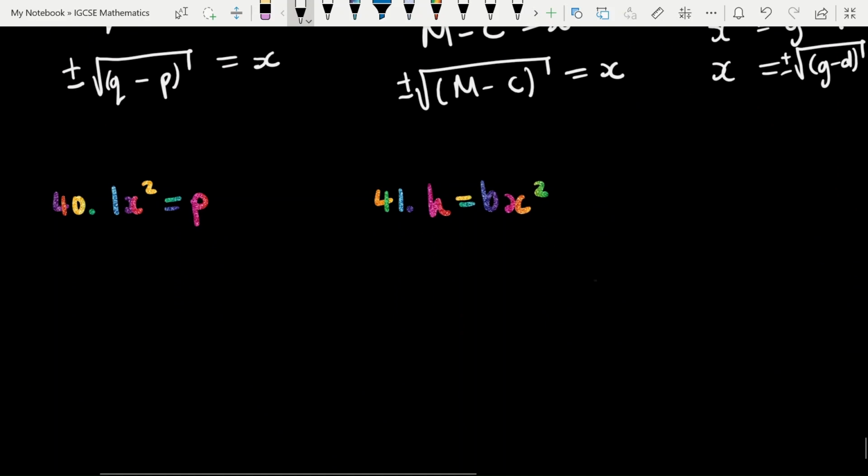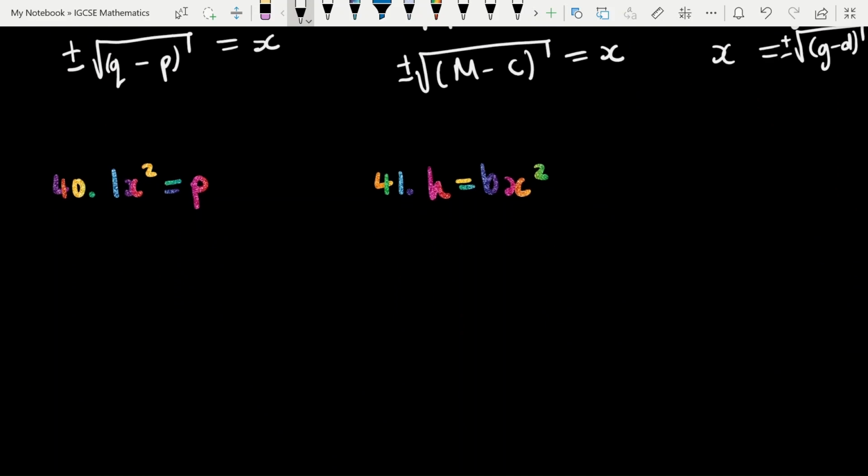Last two examples, 40 and 41. Lx squared is equal to p. What do I do now? I first take the L, of course, to the other side. So x squared will be equal to p over L. Now I take the power of 2 to the other side. x will be equal to the square root of p over L, right? The whole fraction, everything that was there. Square root is going to be of everything that was there. And you put your plus or minus, don't forget.